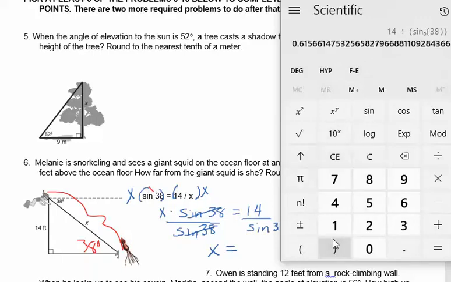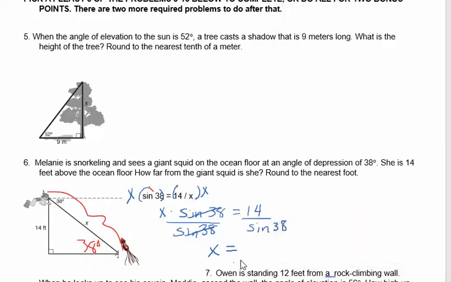Now your calculator, you might do it in slightly different order. And then I hit the equal sign. Don't forget to hit the equal sign. And I get 22.74. I'll round it to 22.74. And then it says round to the nearest foot. So that's about 23 feet.